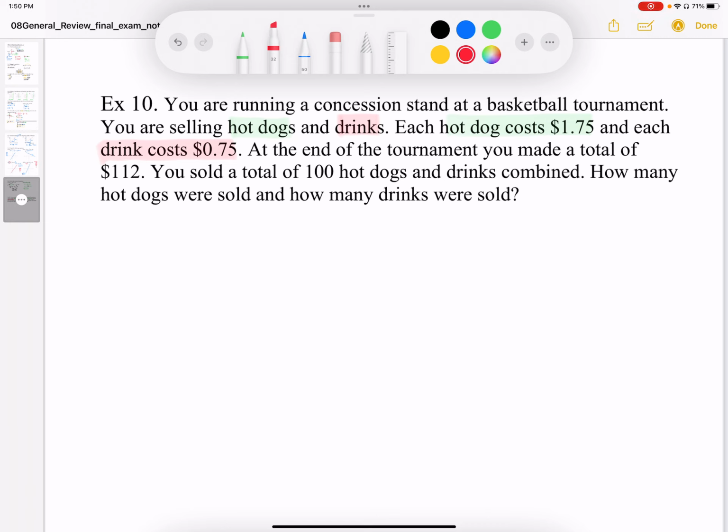When we're doing word problems, it's really important to recognize what the variables are in the problem. And in this case, and in many cases, you just read the last sentence. How many hot dogs were sold? How many drinks were sold? That indicates to us what our variables are going to be. So I'm going to let x equal the number of hot dogs sold. And then the y is going to equal the number of drinks sold.